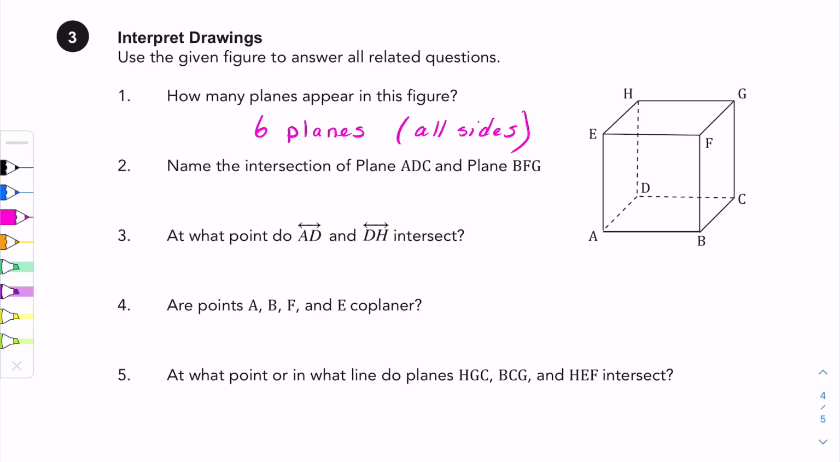Number 2 says to name the intersection of plane ADC, that would be this plane here, with the plane BFG. BFG, that's this plane here. So I'm just highlighting by connecting the points that I first highlighted, and I can clearly see that these two planes intersect in this line, which would be line BC. Remember that you're labeling it as a line, so it extends in both directions.